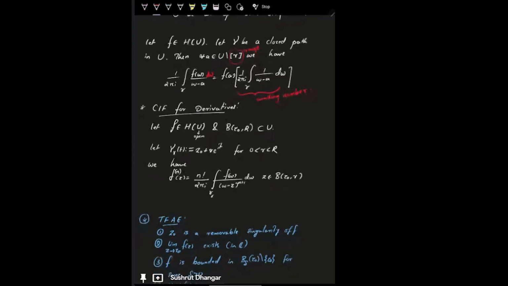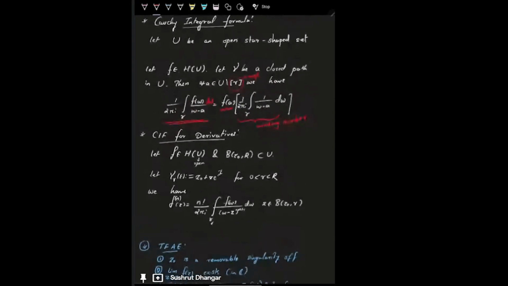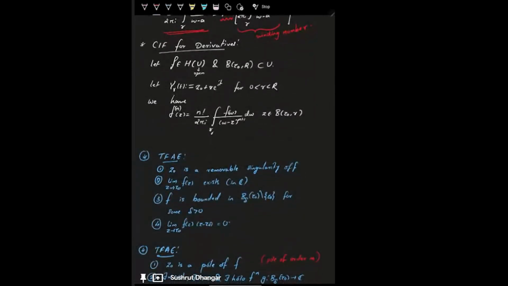So in a way, we are actually getting the value of the function at A with the help of this integral. Now let's move on with the Cauchy integral formula for derivatives. So the setup is same. F is a holomorphic function on U.